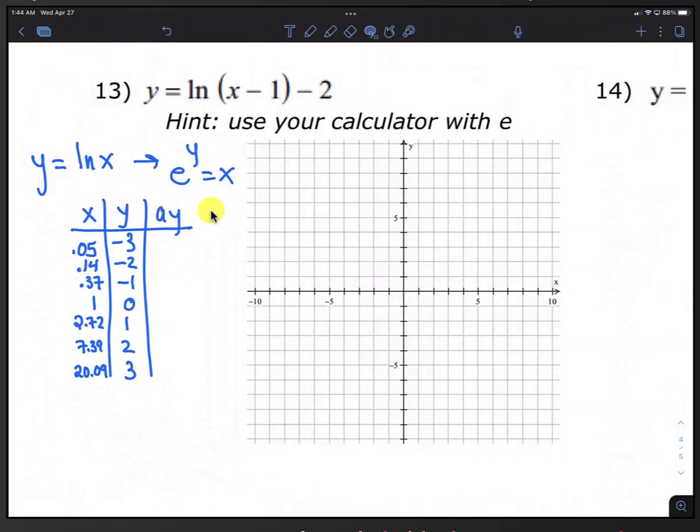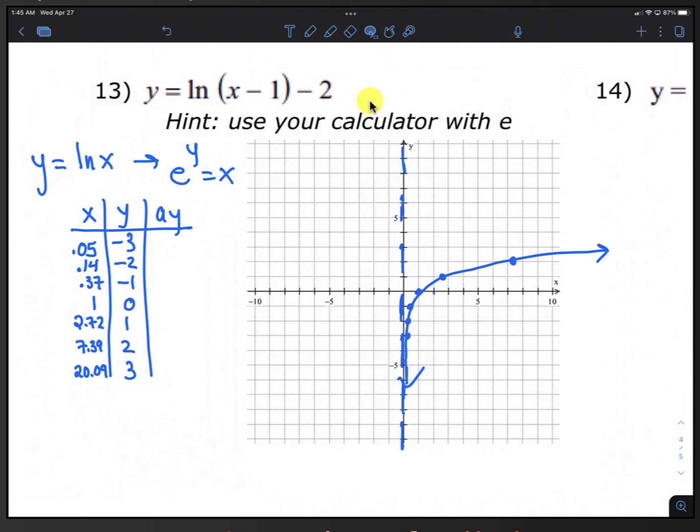All right, back here on the page, we don't have a coefficient in front of the natural log, so we can leave the a blank. And let's just go ahead and plot those points and draw the curve. So this is what the parent curve looks like.